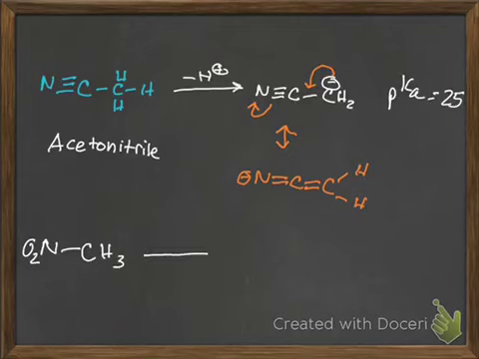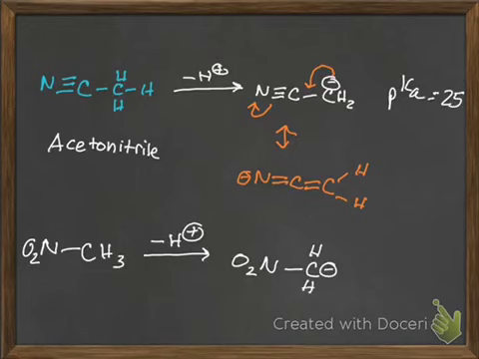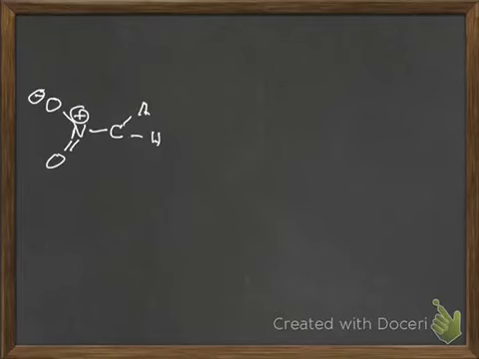So for nitromethane, you will lose the proton, and you're here. The pKa is 10, which is really, really low. Now, to understand why, we should take a look at the Lewis structure of nitromethane. There's the Lewis structure of nitromethane.